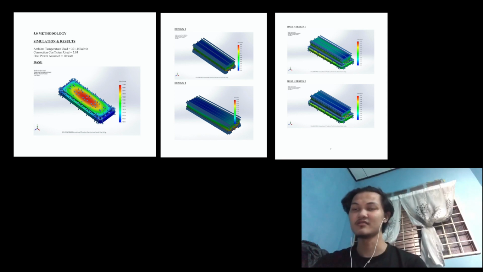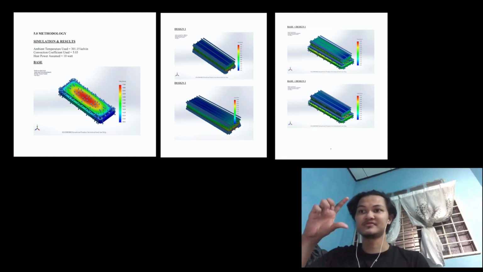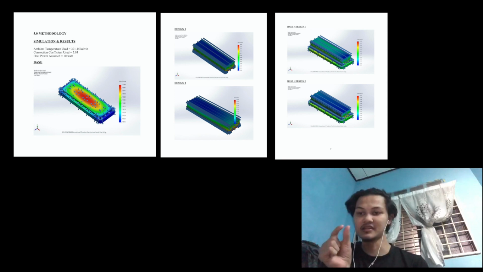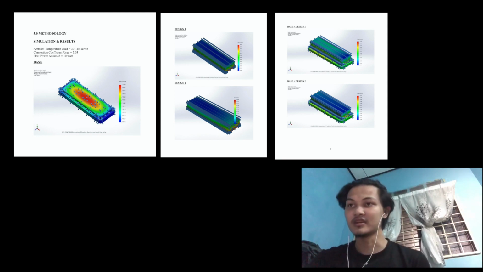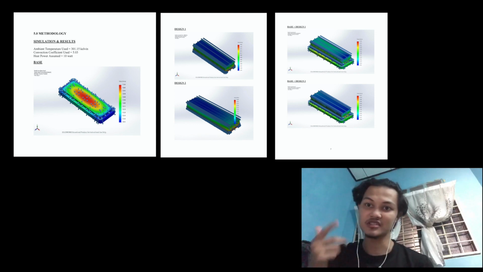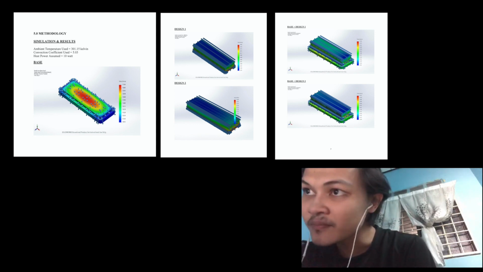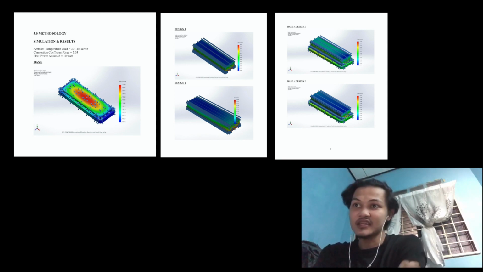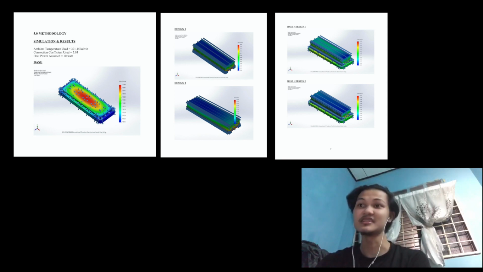Design 1, that is the normal size for the fin. For the fin we use 40 mm height, and gap 1.5 mm, and the number of fins we have is 132. The minimum temperature we get after simulation is 33.92 degrees Celsius, and 34.30 degrees Celsius.